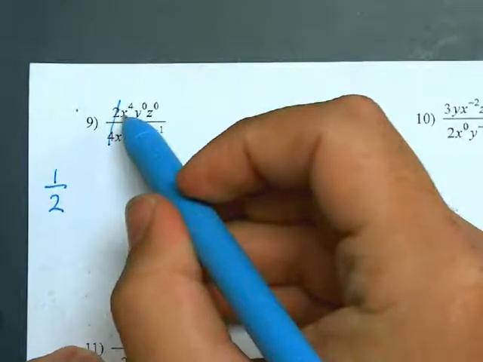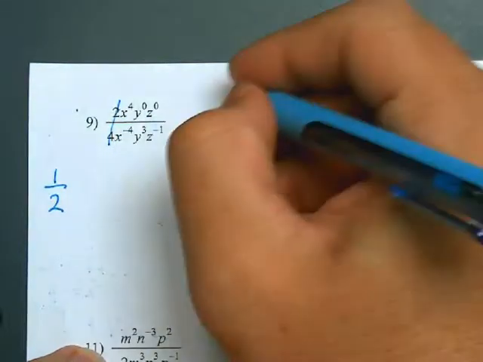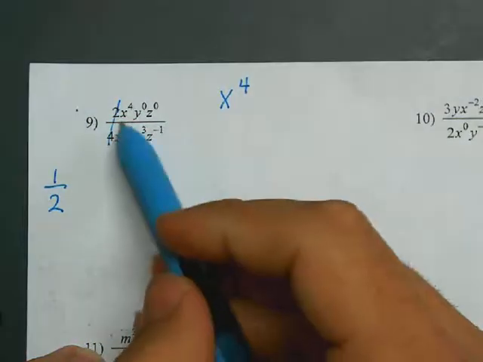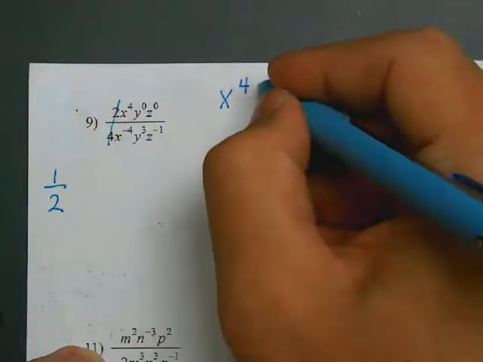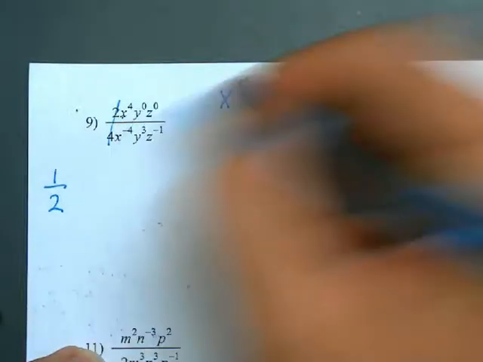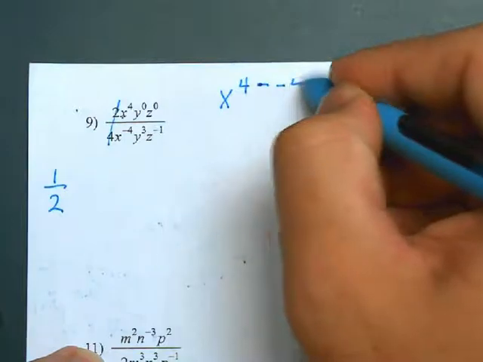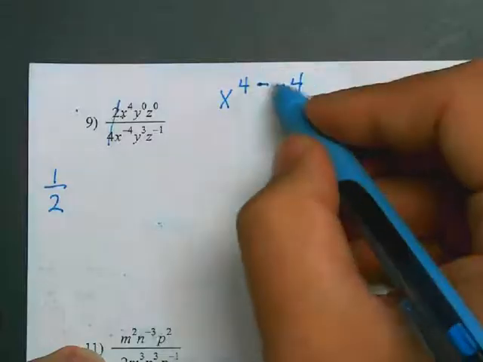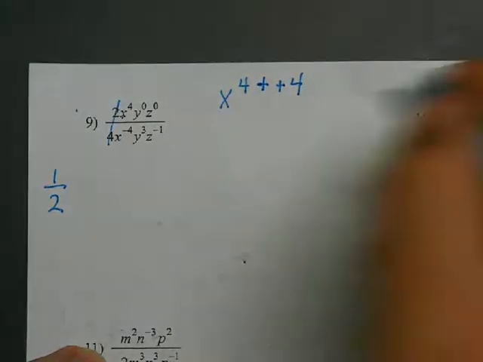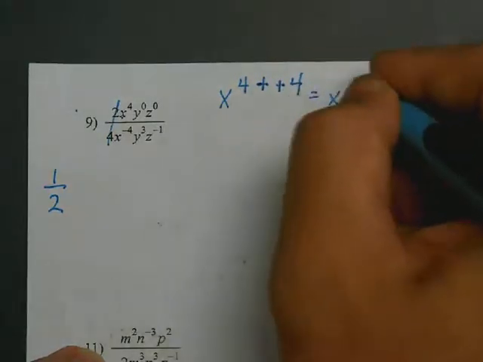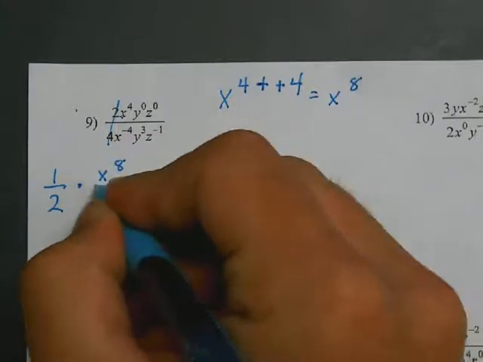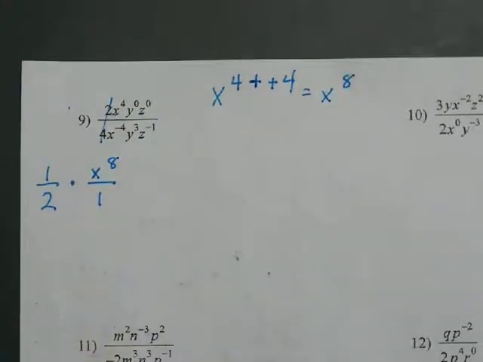X to the 4th over x to the negative 4. When you're dividing like bases with exponents, you subtract the exponents. So the like base is x, and we're going to, excuse me, subtract: 4 minus negative 4. Well, the minus minus turns to a plus. You add the opposite. 4 plus 4 is 8. So that's going to give you x to the 8th. We write it as a fraction, x to the 8th over 1, and then I'm done with the x's.